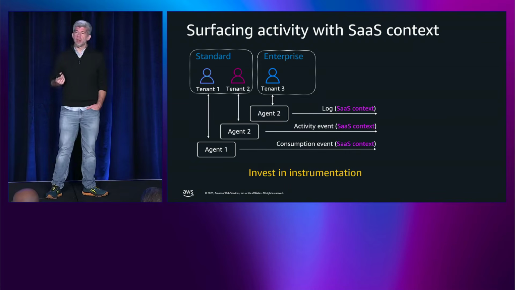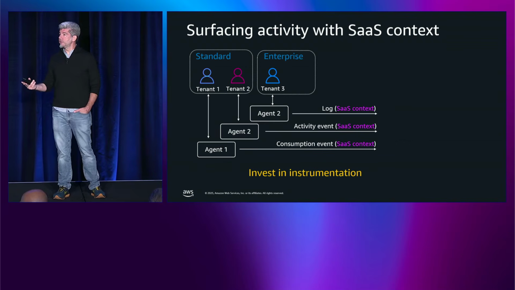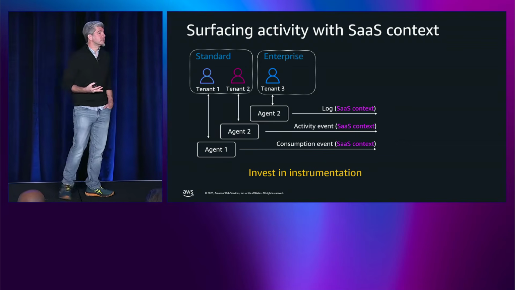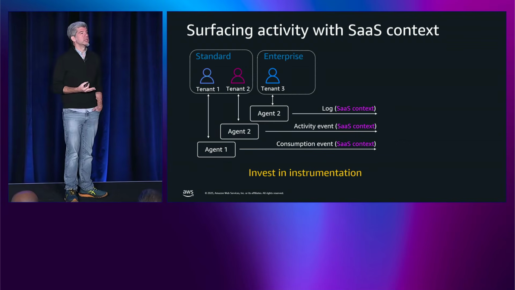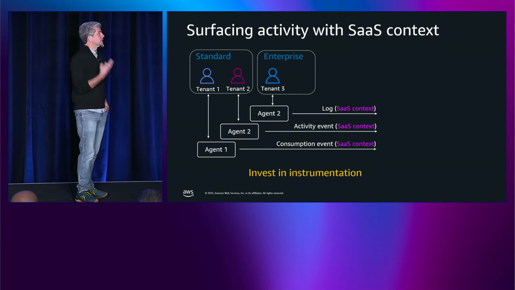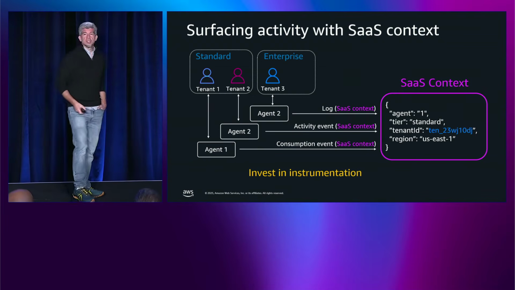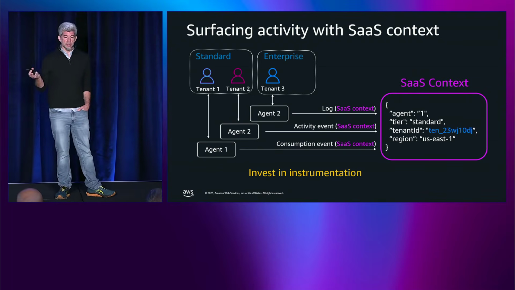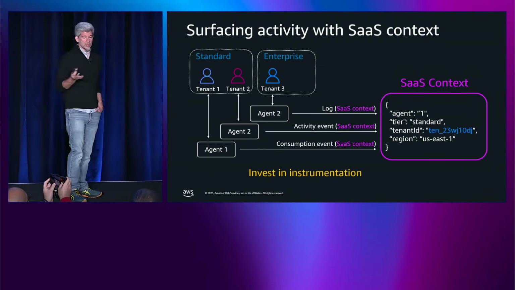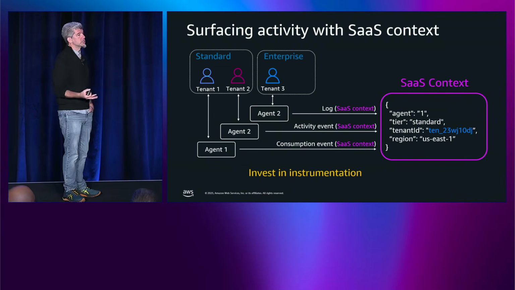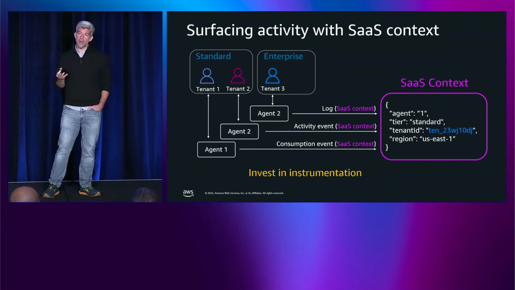Now, typically, you'll have logs, you might emit activity events, you might emit consumption events. Whatever you're emitting out of your application, you need to inject tenant SaaS context into that, which includes tenancy. What does that look like? It might look something like this, a simple JSON that has agents and tiers, tenant IDs and regions. It could be any number of other items.